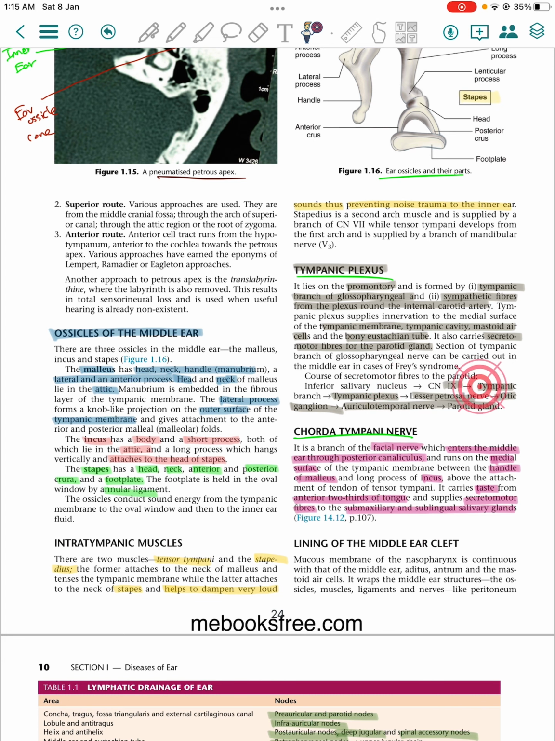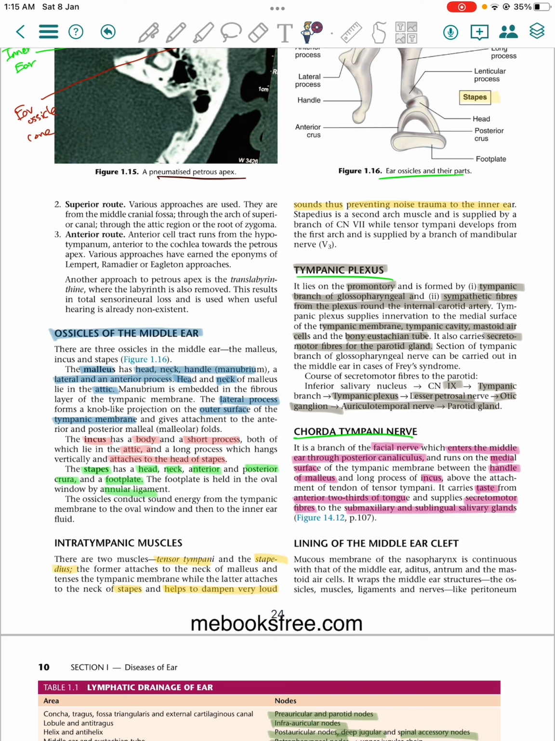This is very important for the parotid gland. It starts from the inferior salivatory nucleus in the brain, then goes to cranial nerve 9, the glossopharyngeal nerve, which gives a tympanic branch that forms the tympanic plexus, which then forms the lesser petrosal nerve, which then synapses in the otic ganglion and the auriculotemporal nerve, and it finally supplies the secretomotor fibers to the parotid gland.